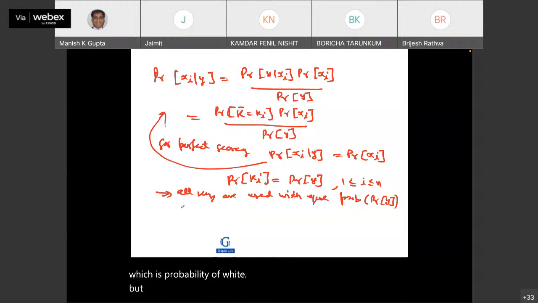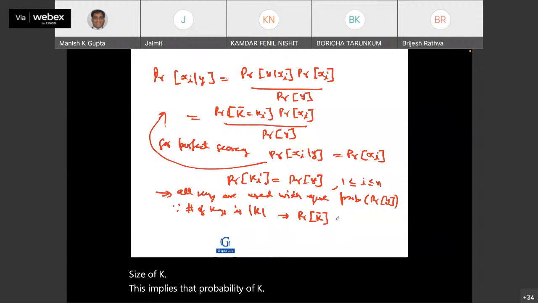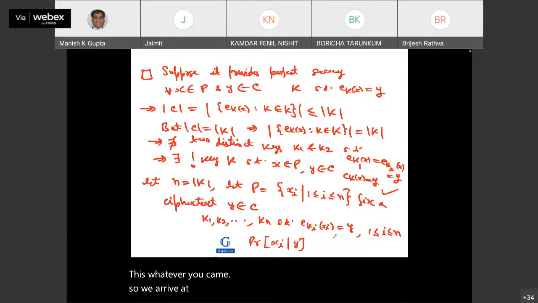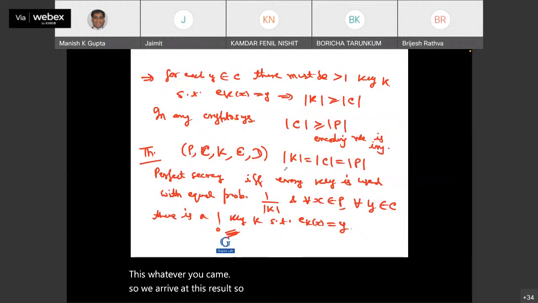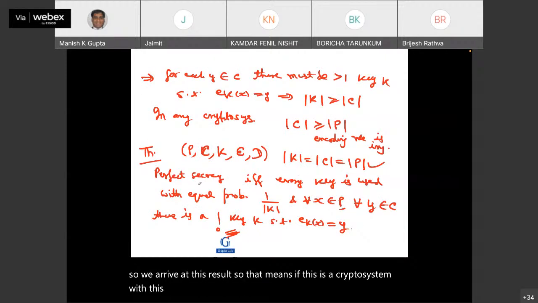But since the number of keys is the size of K, this implies that the probability of k is equal to 1 over |K| for every k, right? So we arrive at this result. That means if this is a crypto system with |K| = |C|, it is perfectly secure.